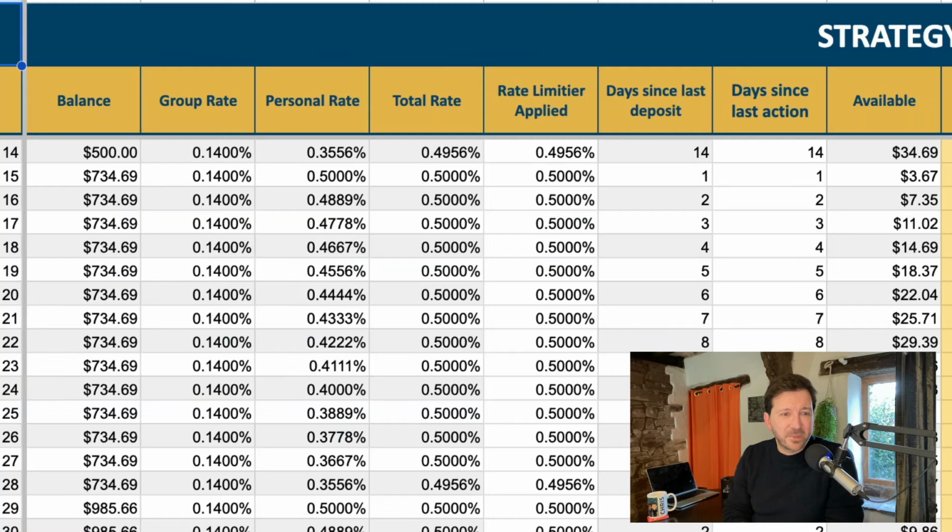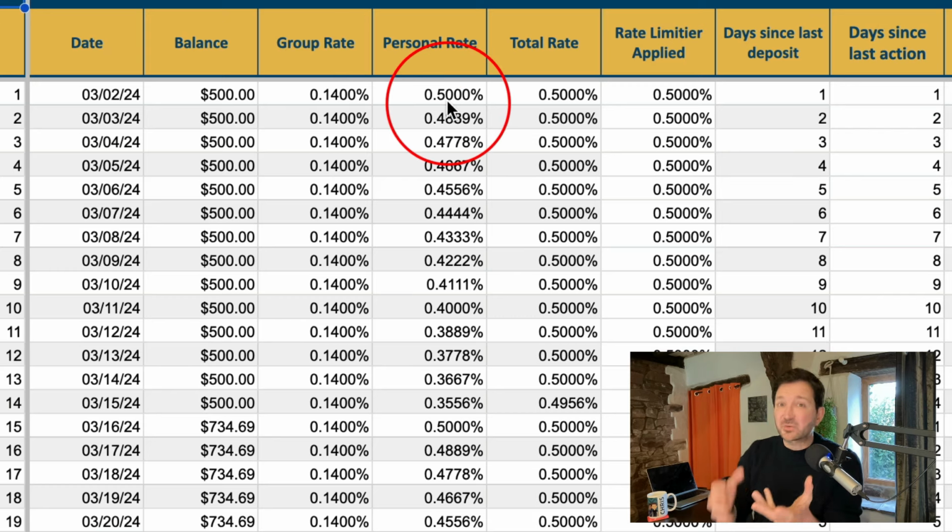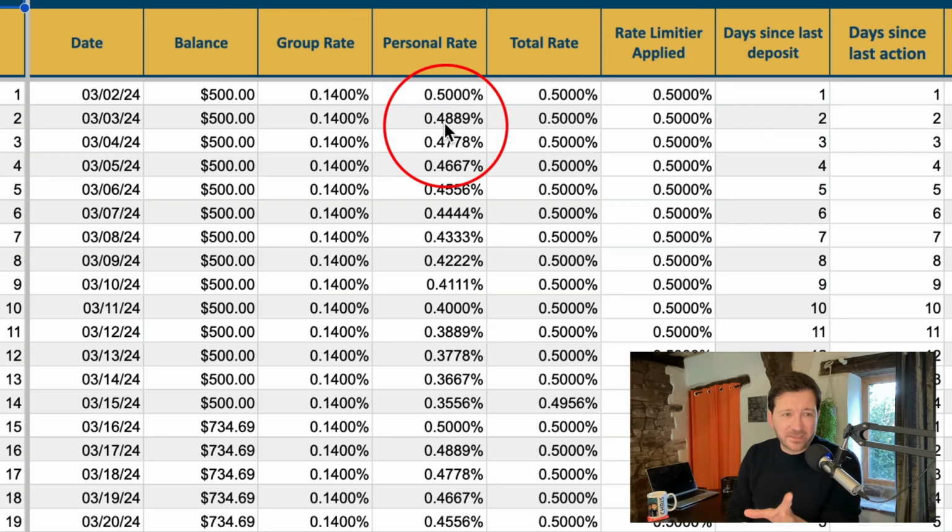So here I am back at the strategy again. Let me scroll back to the top. And again, let's look at the personal rate. The personal rate when we deposit into futures starts at 0.5% a day, as we know. And then, as we also know, it gently decays. We've talked about this a few times. So again, this remains the same. Day two, it's fallen to 0.48. Day three, 0.47. Day four, 0.46.